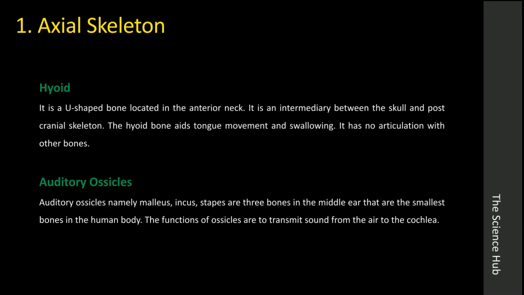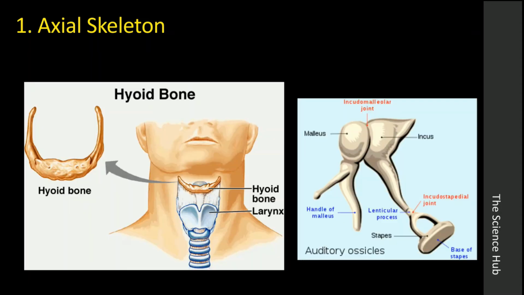ऑडिटरी ऑसिकल्स या तो फिर ईयर ऑसिकल्स, namely malleus, incus, stapes, are the three bones in the middle ear that are the smallest bone in the human body. The function of ossicles is to transmit sound from the ear to the cochlea.